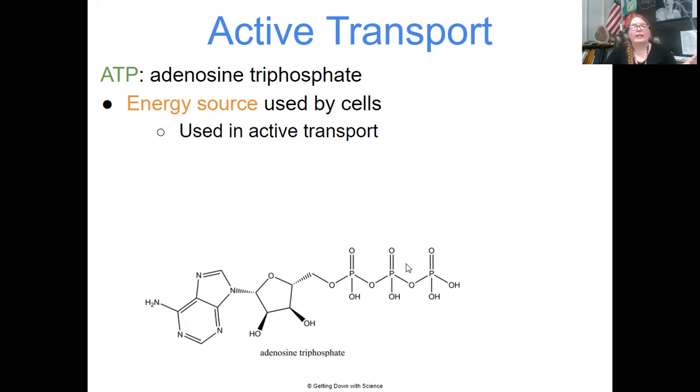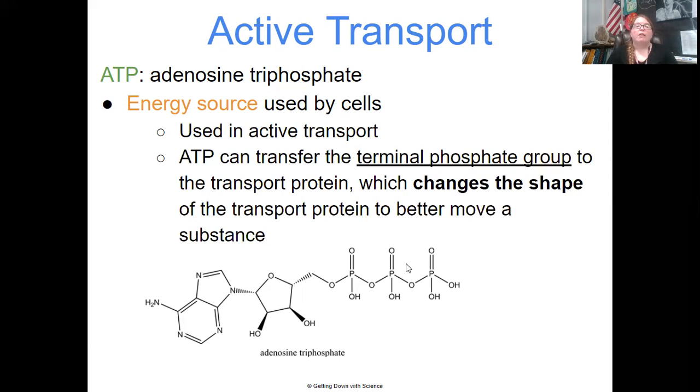so we use this ATP for active transport. What it can do is the terminal phosphate group, terminal means the last one, the end of the chain. We can take off that last phosphate group, and it goes to the transport protein. So it attaches to it, which changes the shape of the protein to move a substance. So that energy in that phosphate group can alter the shape so that it can do something differently.